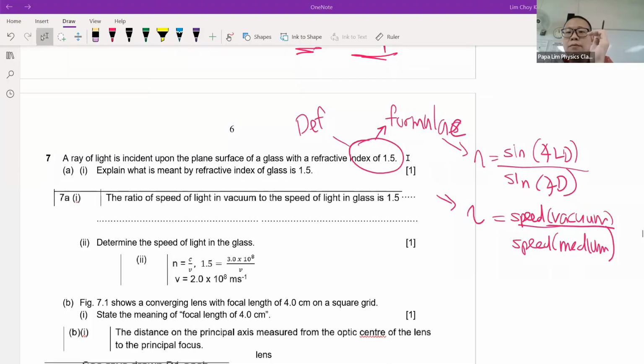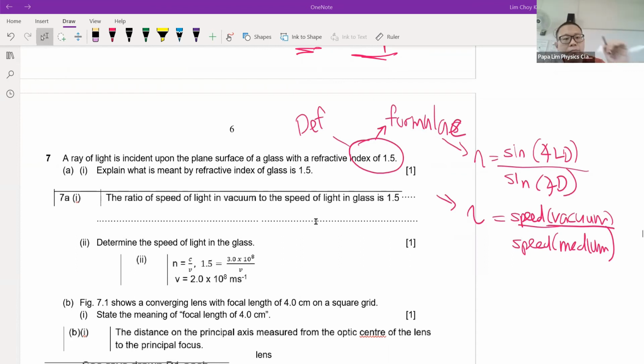So it's in terms of the angles, the trigonometry, or it's in terms of the ratio of the speed. These two formulas are essential formulas to calculate the refractive index. As a student, I will want to make sure that I know these two formulas before I go into the exam or before I attempt any physics assessment.